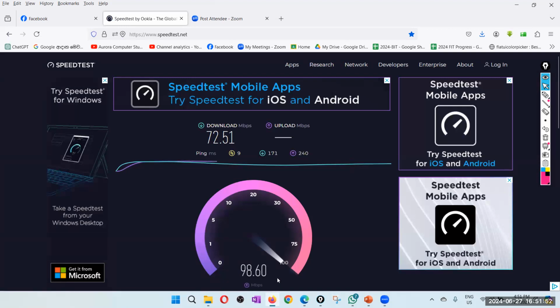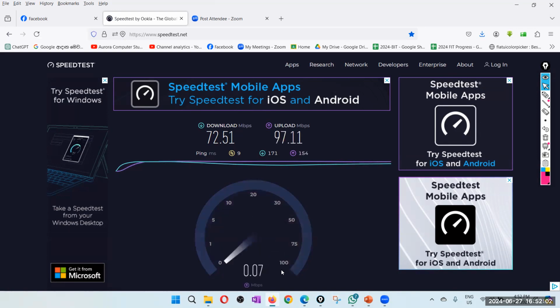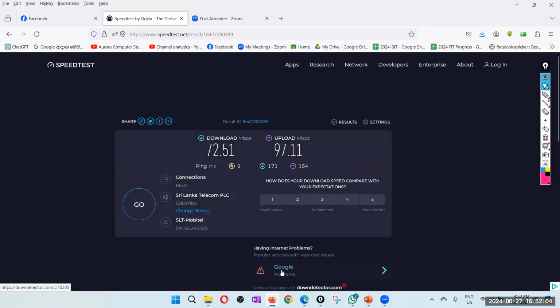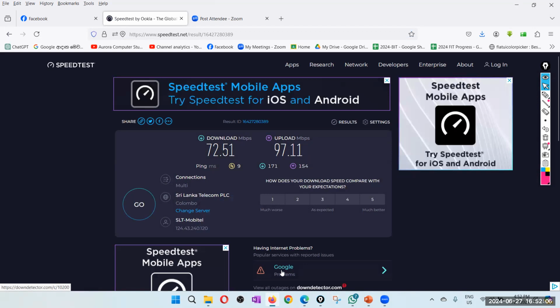And upload speed looks pretty much 100. So that is a very good one. But if I connect using my Mobitel connection, wireless connection, this is not 72, maybe about 10 to 20, and upload again around 10 to 20, 30. So that is a measure of my channel capacity, megabit per second.